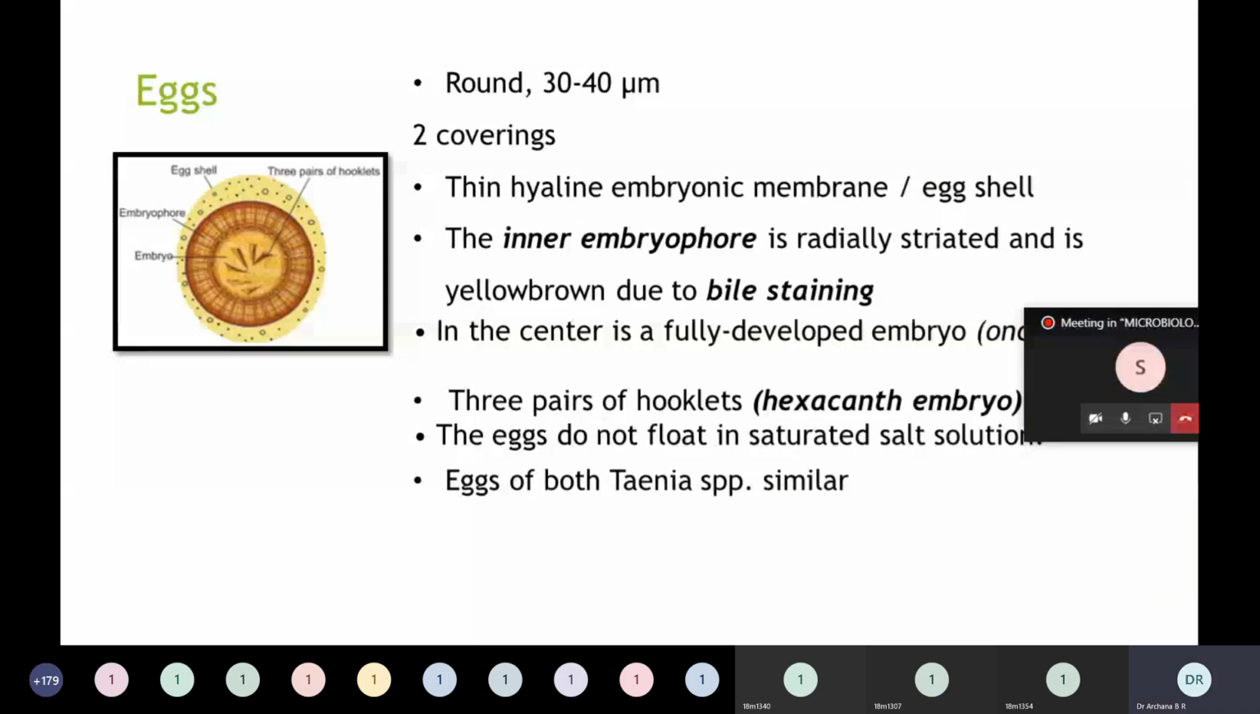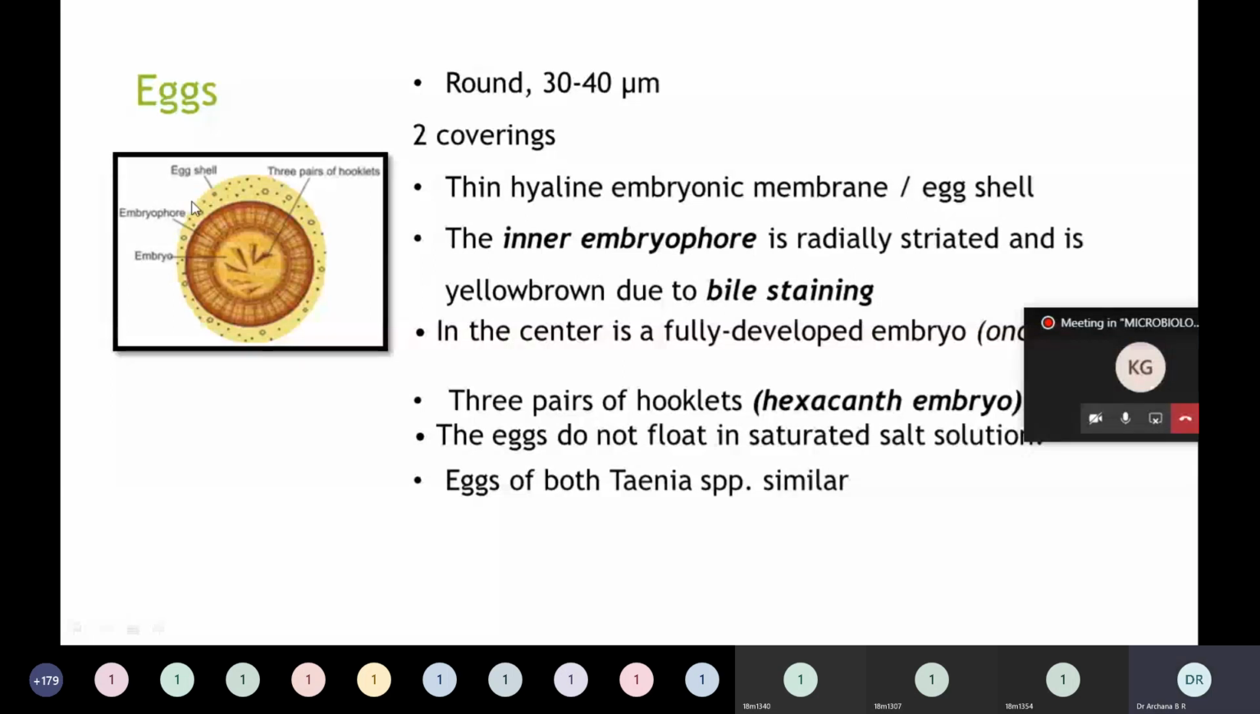Coming to the morphology of eggs. It is round or spherical in shape and measures about 30 to 40 micrometer. It consists of two coverings, that is a thin hyaline embryonic membrane which is present outside and disappears as soon as the egg enters outside the body, and an inner embryophore which is radially striated and is yellow brown due to bile staining.